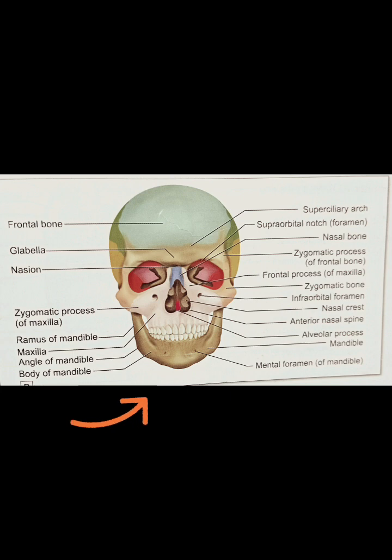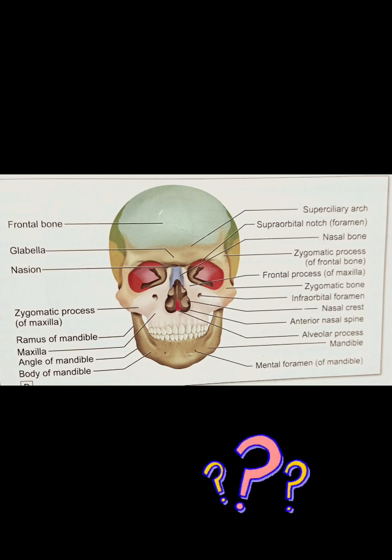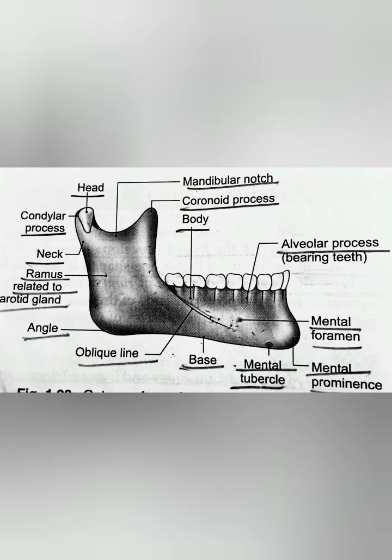This picture shows the landmarks of the skull. Do you know what the features of the mandible are? So let's start. The mandible is called the lower jaw, and it is the largest and the strongest bone of the face. It develops from the first pharyngeal arch.